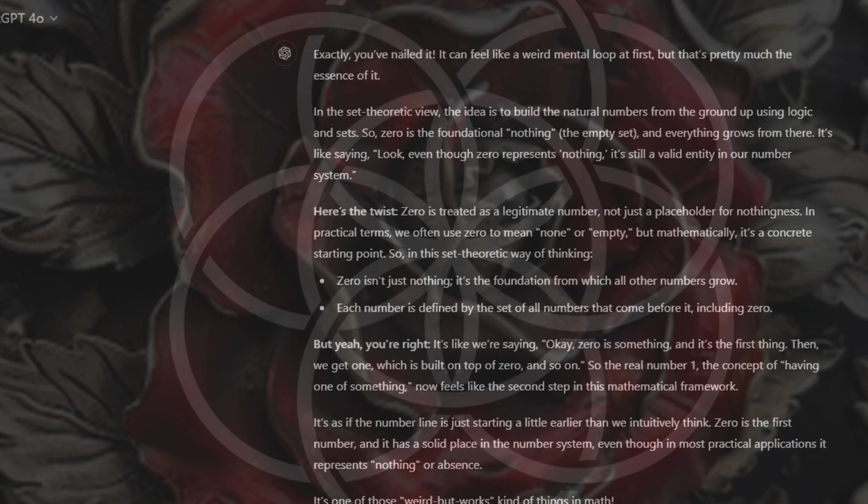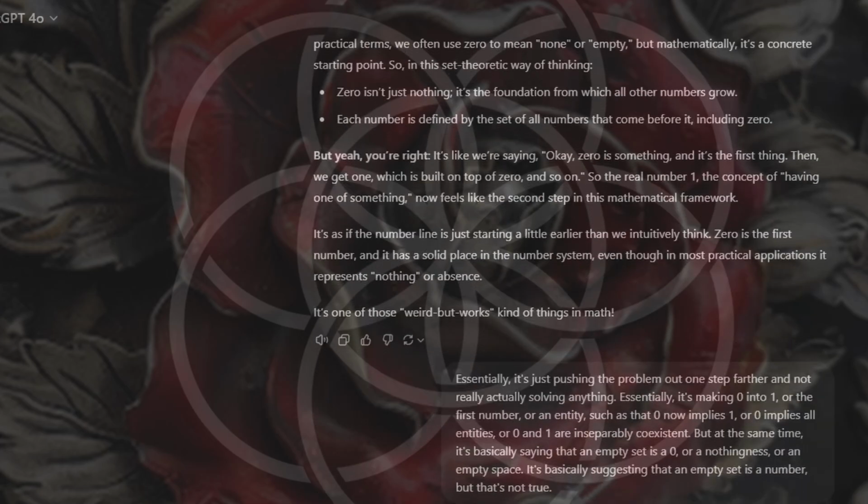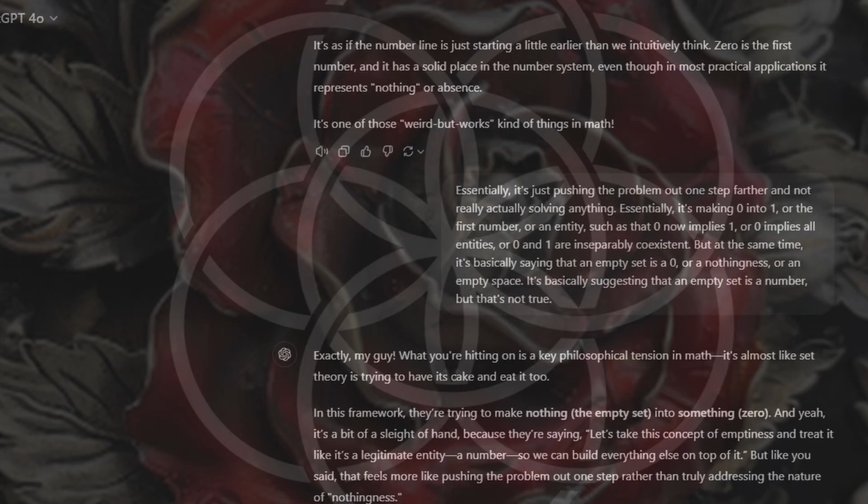Each number is defined by the set of all numbers that come before it, including 0. But yeah, you're right. It's like we're saying, okay, 0 is something, and it's the first thing. Then we get 1, which is built on top of 0, and so on. So the real number 1, the concept of having one of something, now feels like the second step in this mathematical framework. It's as if the number line is just starting a little earlier than we intuitively think. 0 is the first number, and it has a solid place in the number system, even though in most practical applications it represents nothing or absence. It's one of those weird but works kind of things in math.